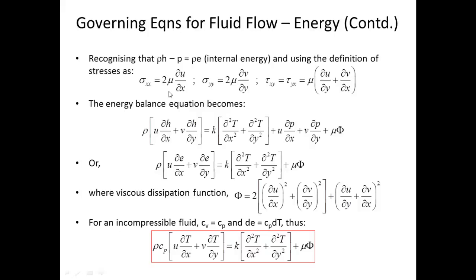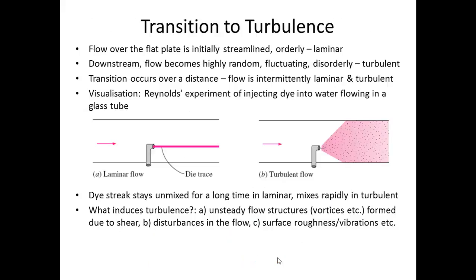So we can have the energy equation in terms of enthalpy or in terms of the internal energy. And in the case of an incompressible fluid, recognizing that the specific heat Cv and Cp are equal, and we can write the internal energy in terms of temperature, the final form of the energy equation can be in terms of temperature as follows. This completes our discussion on the governing equations of fluid flow. Next, we will have a look at the effect of turbulence in fluid flow.